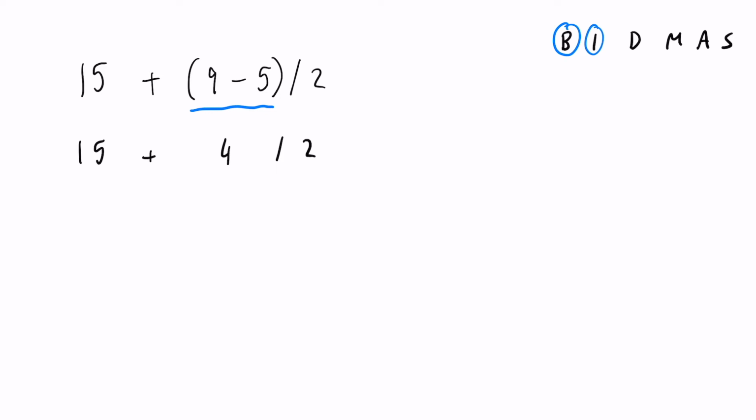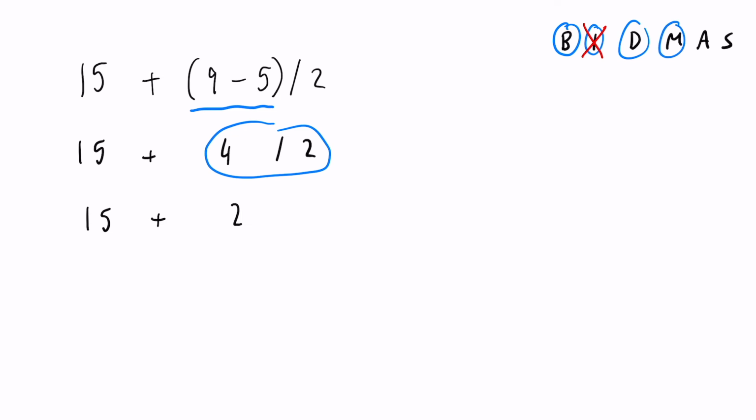Next, we move on to the I, and as we knew from before, I represents index or indices. But here you can see we have no powers, so there's no squares or cubes. So we can skip that one, we can put a cross through that. Next, divide. We can see we do have a division here, 4 divided by 2, so that's what we do next. So 15 plus, and then 4 divided by 2 makes 2. So that one's all good.